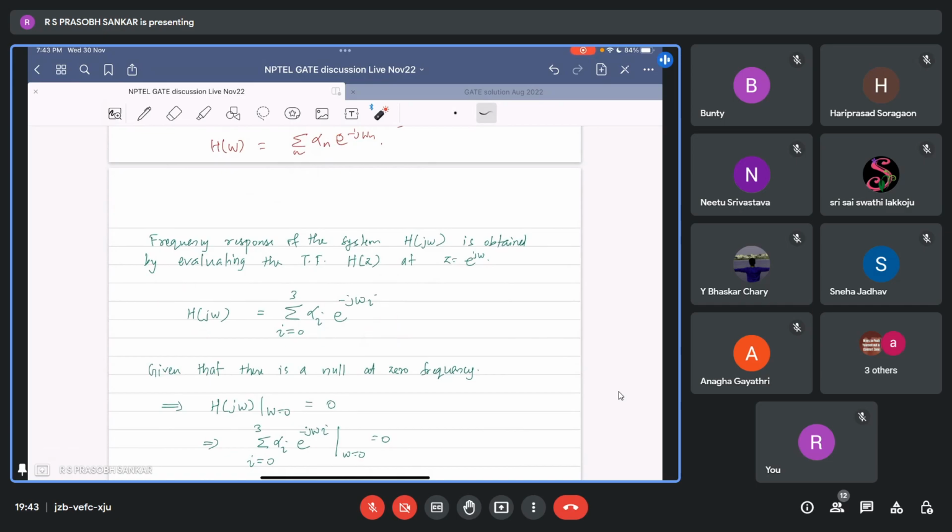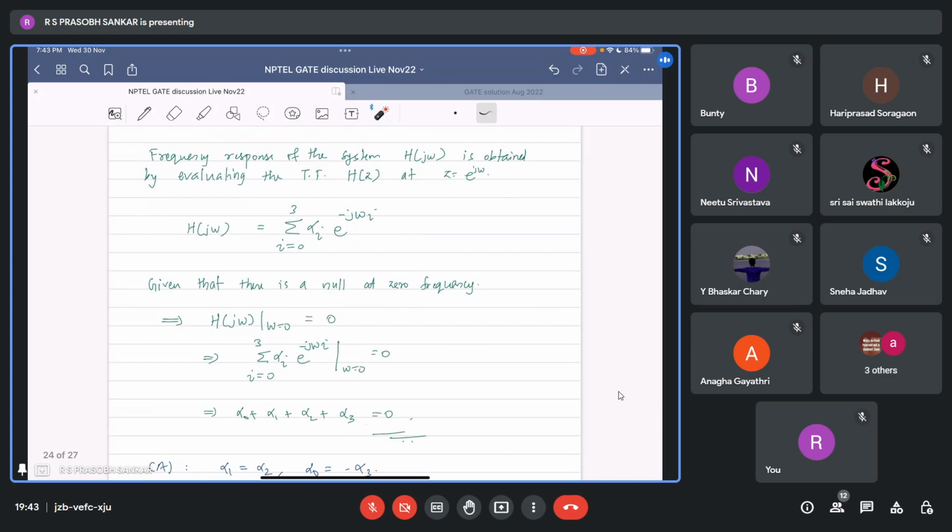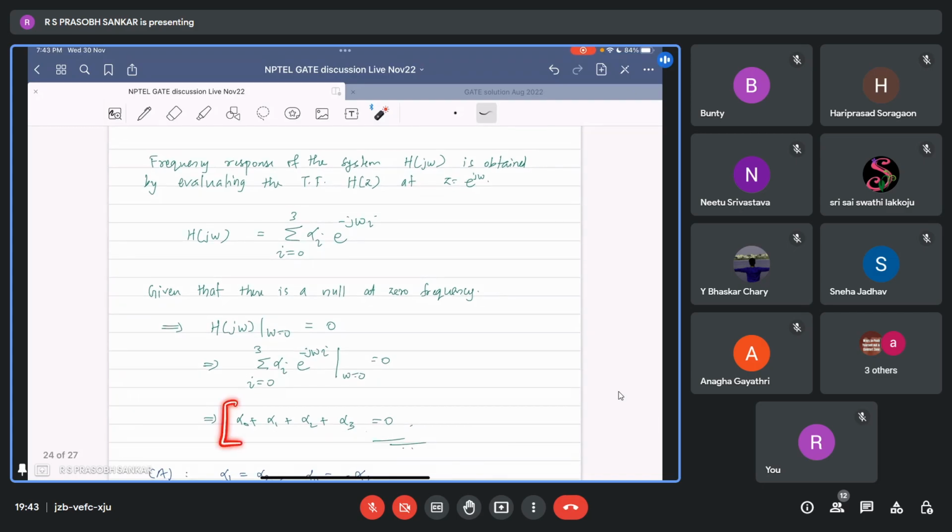I wrote it using set transform, but that much we don't need. We can directly compute like this. So what is the question? It is given that there is a null at 0 frequency, meaning at omega equal to 0. So what do we have? H of omega at omega equal to 0 is 0, or summation i equal to 0 to 3 alpha i e power minus j omega i at omega equal to 0. This is 0.